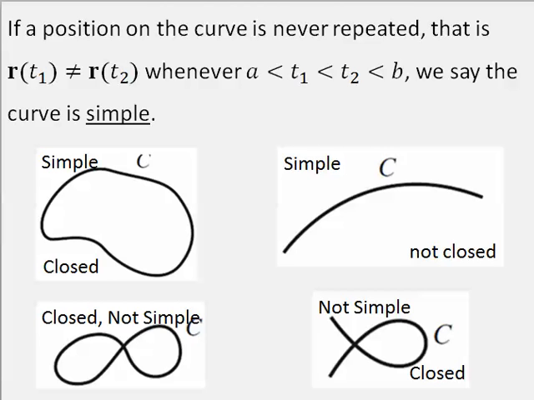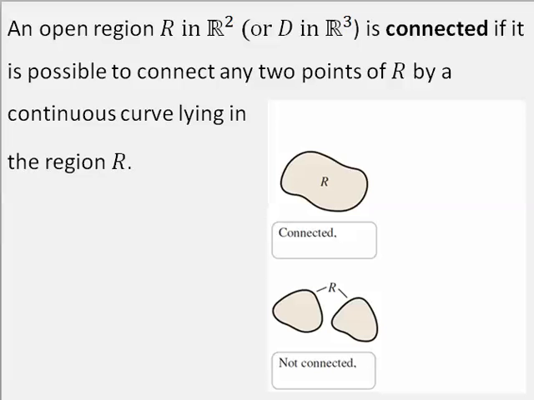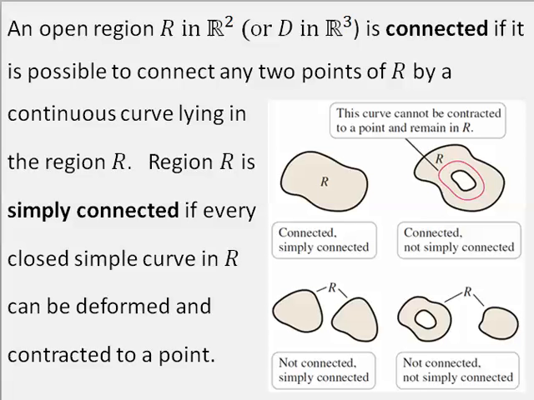If a position on the curve is never repeated, we say the curve is simple. An open region R is connected if it is possible to connect any 2 points of R by a continuous curve lying in the region. The region is simply connected if every closed simple curve in the region can be deformed and contracted to a point.